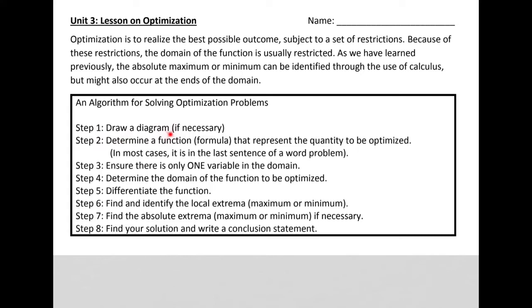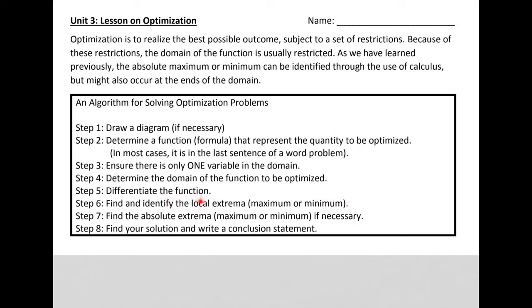First, draw a diagram if necessary. Second, determine the function, which is a formula that represents the quantity to be optimized. Usually, you look at the last sentence to see what you are trying to optimize, which means maximize or minimize. Step 3, you want to make sure there's only one variable in the domain. That means you want to manipulate the equations so that there's only one variable in the domain. And step 4, you find the domain of the function to be optimized, and now we can differentiate.